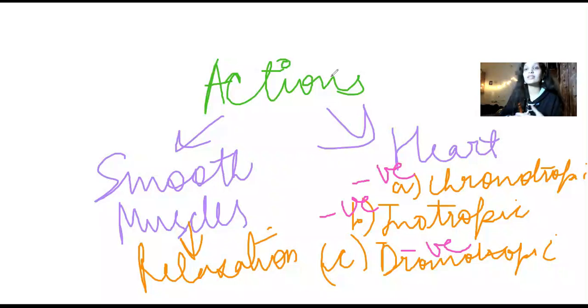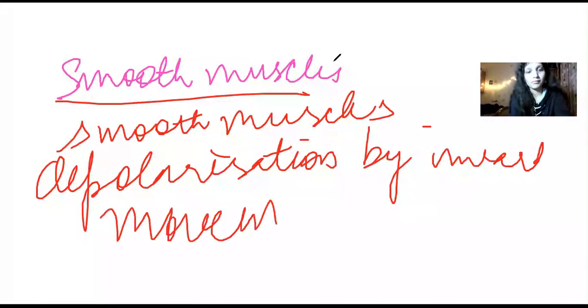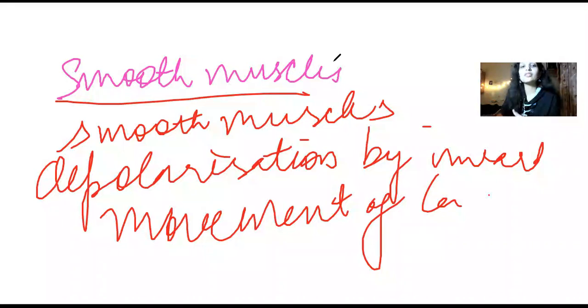Firstly, we'll discuss in detail the action of calcium channel blockers on smooth muscles. In smooth muscle, depolarization happens by inward movement of calcium.